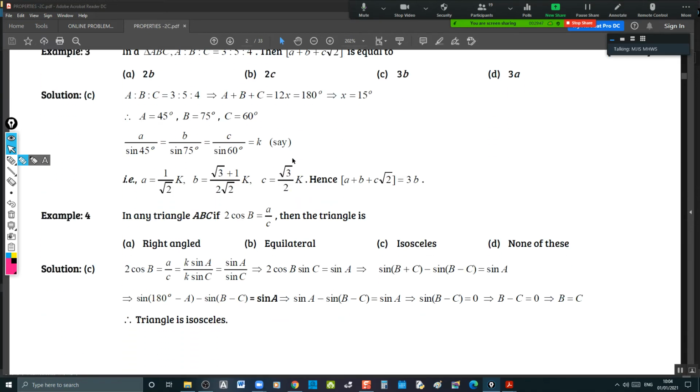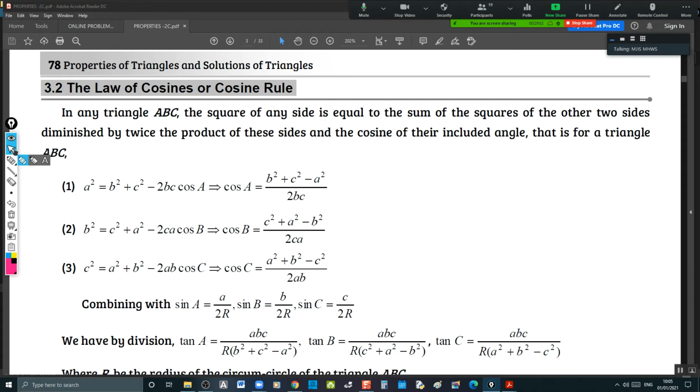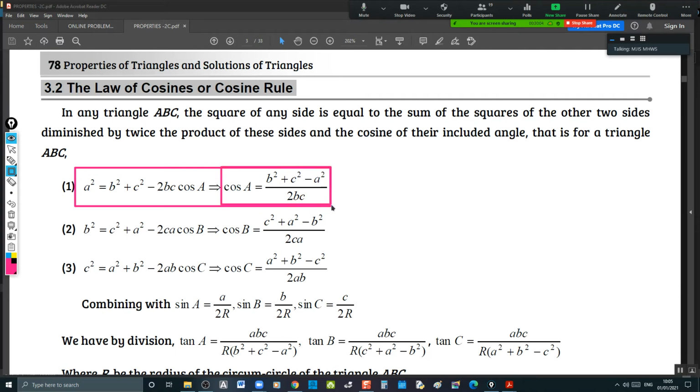Now, first one is the sine rule, and second one is the cosine rule. Cosine rule, you can see a square is equal to b square plus c square minus 2bc cos A, or cos A is equal to b square plus c square minus a square by 2bc. This can be applied, but the problem you face in problem solving, after learning all the formulae, is that which formula is to be applied and where it is to be applied is a big confusion.